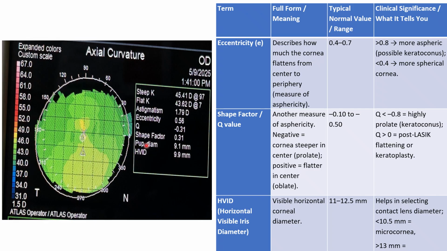Then it is written here that HVID means horizontal visible iris diameter. That is, the normal range is 11 to 12.5 mm, and it helps in selecting the contact lens diameter. If it is less than 10.5 mm, that represents microcornea, and if it is more than 13 mm, it represents megalocornea.